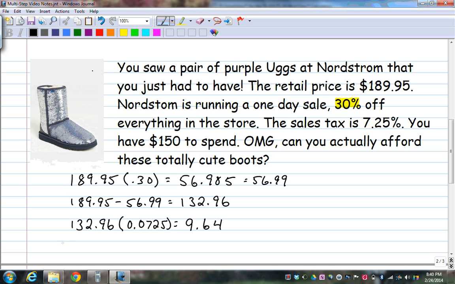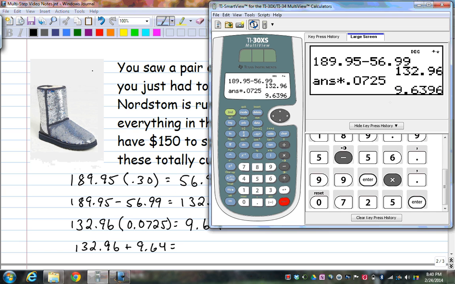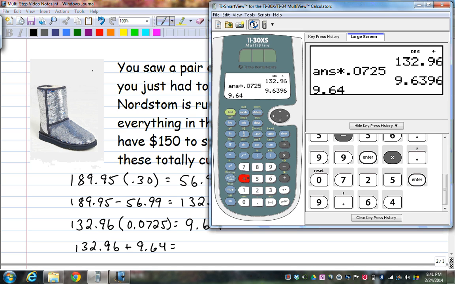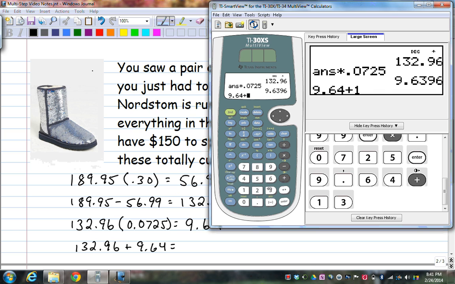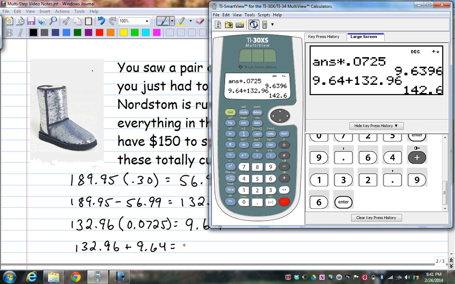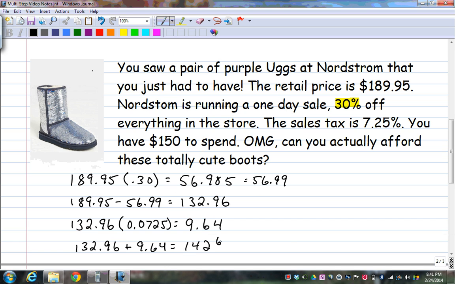So now what I need to do is take my sale price, 132.96, and I need to add the tax, 9.64, to it. So now I'm not going to leave this number because I didn't round that, so I have 9.64 plus the 132.96 is 142.60. OMG, girlfriend, you can totally get those boots and you'll have even some money left for Starbucks. Maybe a Frappuccino. All right, let's move on.